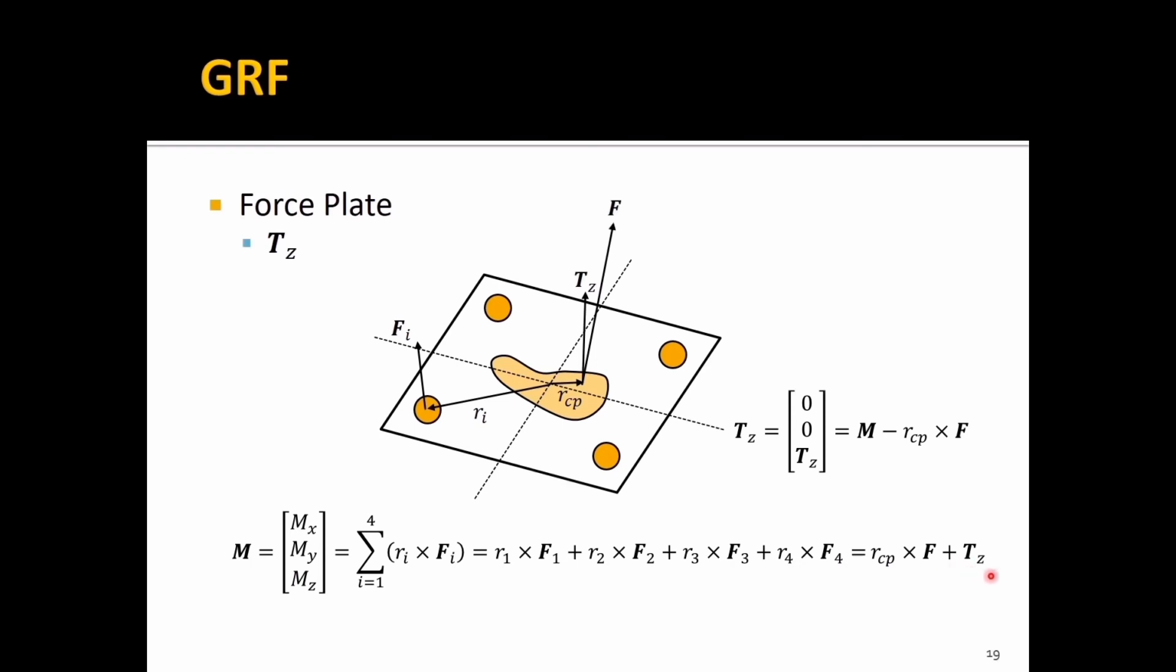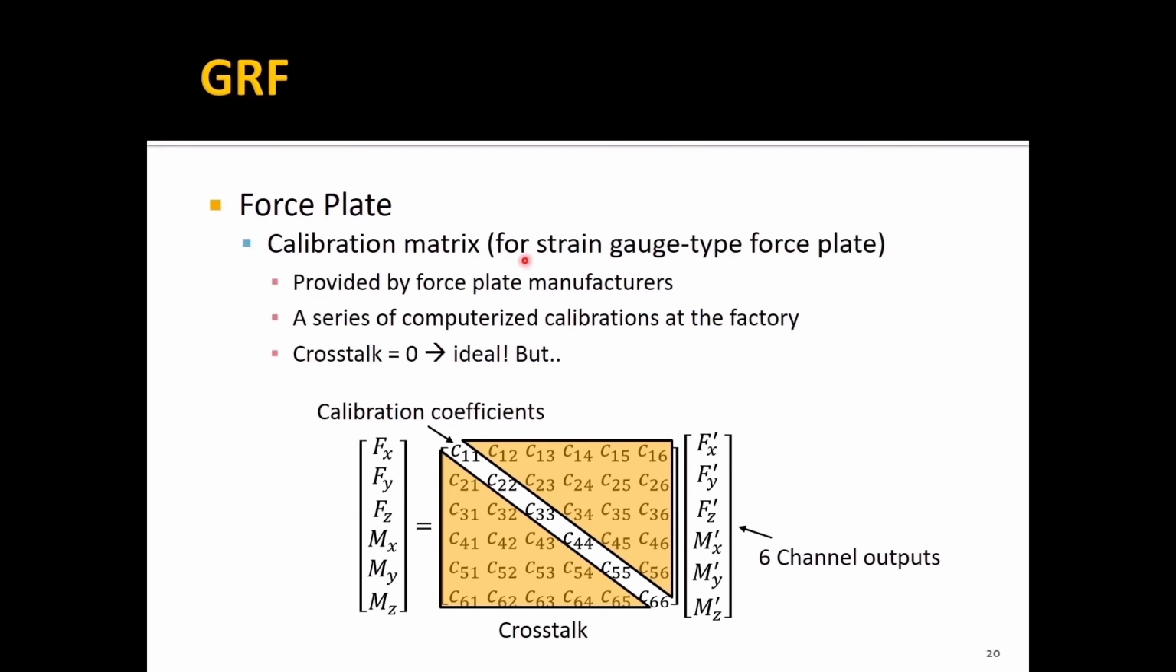And then this equation can be solved for Tz to calculate the Tz value here. Strain gauge type force plate manufacturers provide a unique calibration matrix for each force plate. This matrix is for managing crosstalk, and it is a result of a series of computerized calibrations performed at the factory.